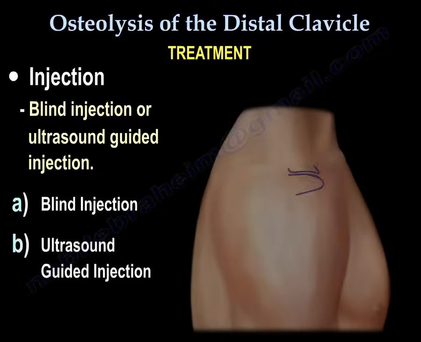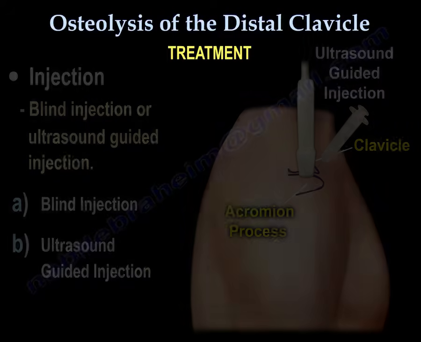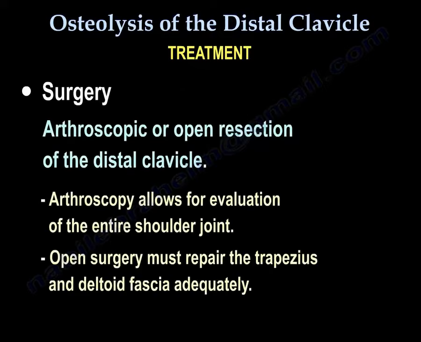How about the ultrasound-guided injection? It's probably much easier to do ultrasound-guided injection, and you'll be absolutely sure you are in the joint. The joint is small, and it may be difficult to inject that joint blindly. How about surgery? Surgery is done if pain persists despite conservative treatment. Patient will have arthroscopic or open resection of the distal clavicle.